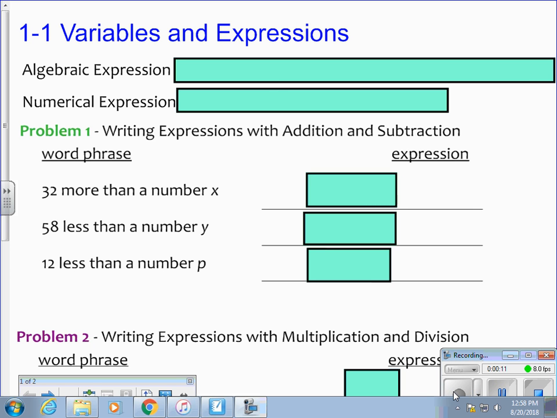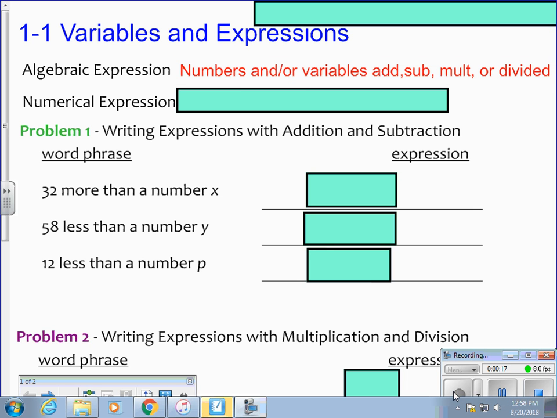Yeah. So variables and expressions. An algebraic expression is numbers and/or variables added, subtracted, multiplied, or divided. So if you have numbers and variables mixed together using addition, subtraction, multiplication, and division, no equal sign, no inequality, then it's an expression. That's what an expression is. It doesn't have an equal sign to it, and it's an algebraic one if it's got variables involved.